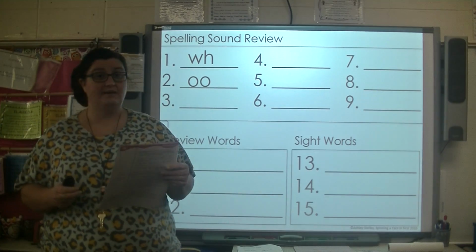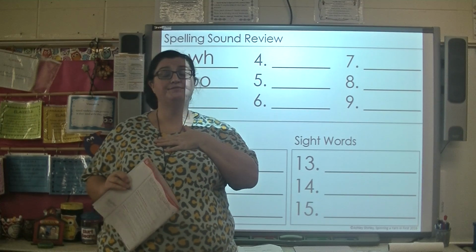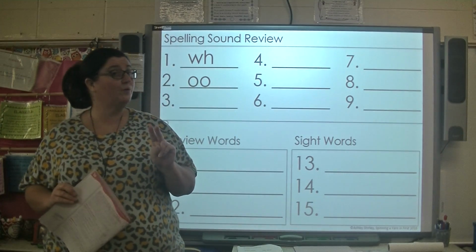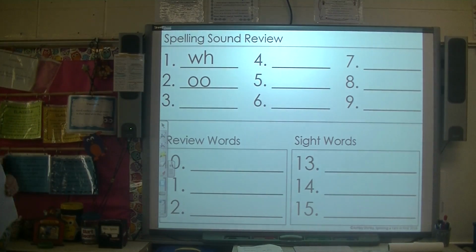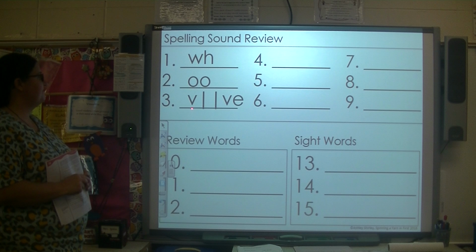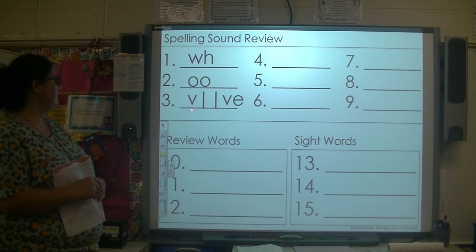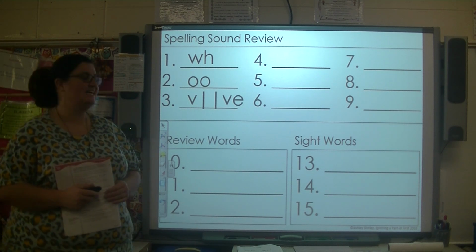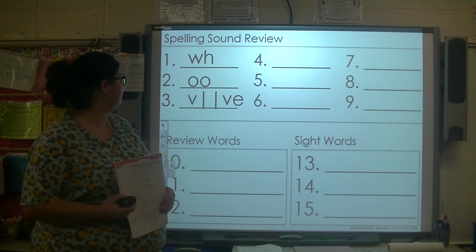Number 3. Yes. Remember, there are two different ways to spell that sound. Write it on number 3. We have V, final V-E. Remember, at the end of a word, we spell with V-E no matter what.